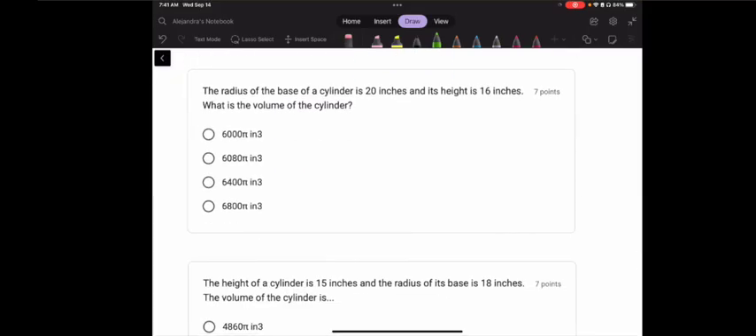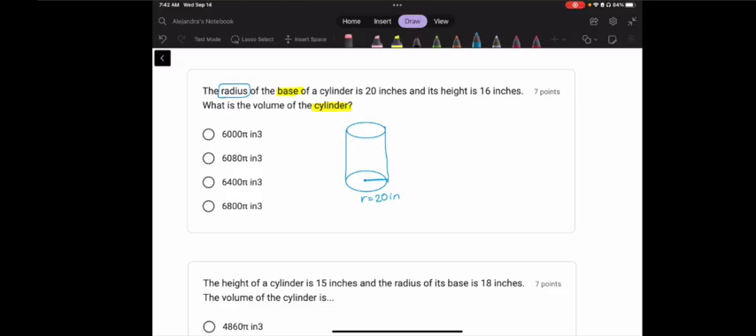The radius of the base of a cylinder is 20 inches, and its height is 16 inches. What is the volume of the cylinder? So a cylinder has a base of a circle. So a cylinder essentially looks like this. You have 2 circles at the top and the bottom, and they connect, and thus you have a cylinder. Now they're telling you that the radius of this base is going to be 20 inches.